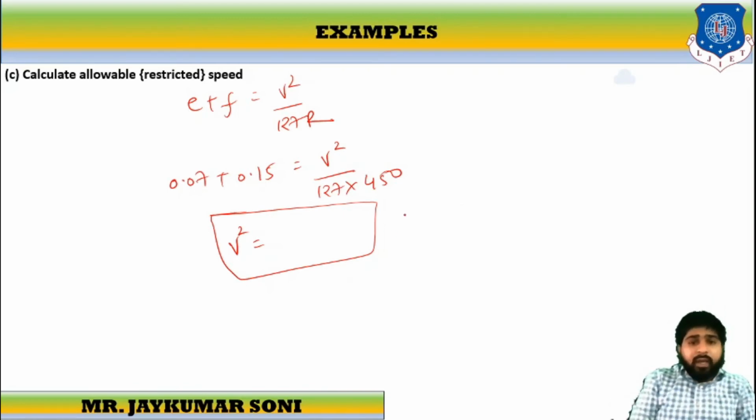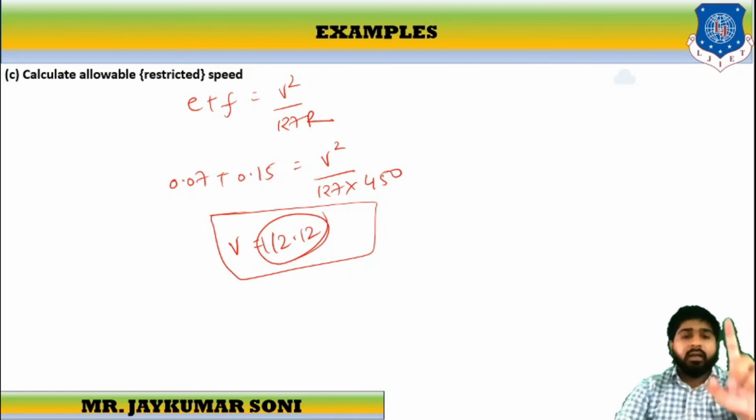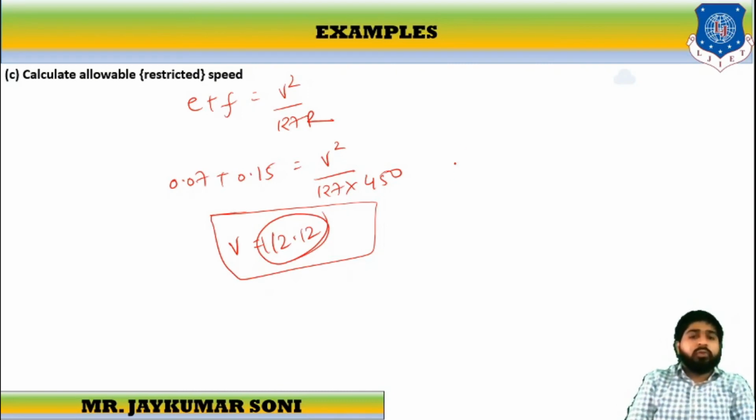Now through V square, tell me what is the value of V that you are getting. It should be 112.12. Tell me if you are getting this value or not. It should be 112.12 and we have considered this value as kmph, so the unit will be kmph. So this is how we can design the super elevation.